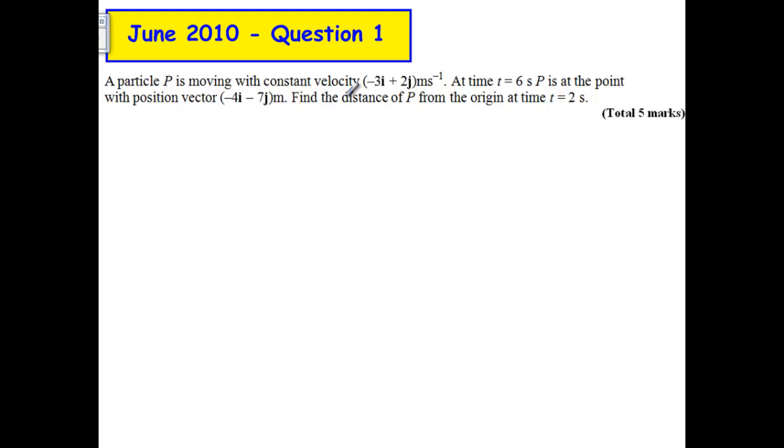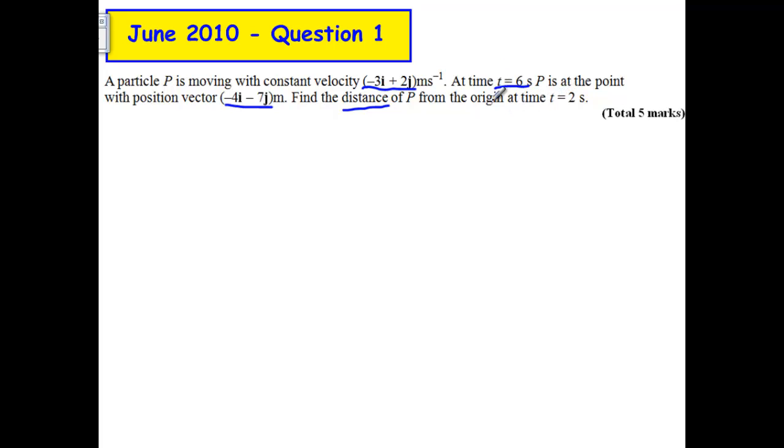So the information that the question tells us is that a particle P is moving with constant velocity minus 3i plus 2j. It tells us that when time is 6, the position vector is minus 4i minus 7j. And the question is asking for the distance of P from the origin at time t equals 2.